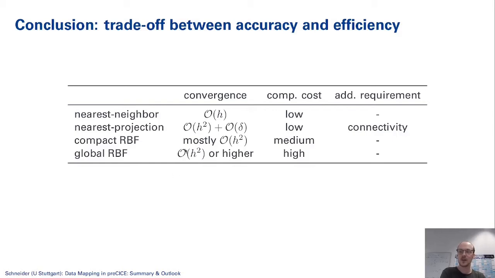Then we have our compactly supported RBFs, which have mostly second order accuracy and medium computational cost. But in the end, the computational cost depends highly on the support radius selected. So if we select a higher support radius, the computational cost might be high, and if we select a very low support radius, our computational cost might also be very low. And then we have global RBF mappings, which have also a second order or even higher convergence behavior, but also a very high computational cost.